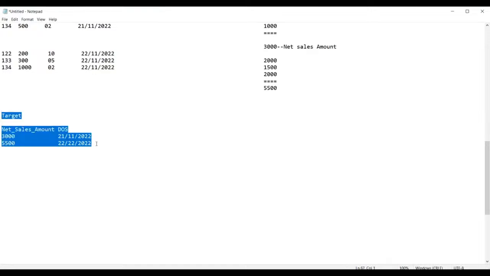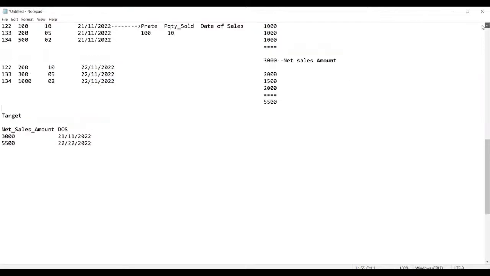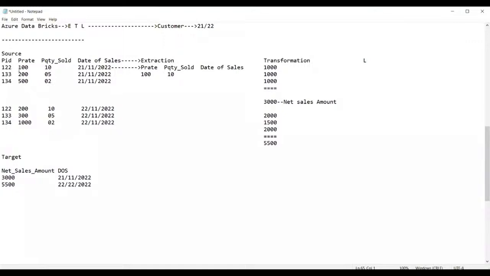Now, can you see here? This entire thing, what have you done, guys? We have transformed this much data. This much data of two tables I have transformed into one table in a summarized manner. So this data, you can report it to the customer, stating that this is the difference of sales between the 21st and 22nd day of November 2022.